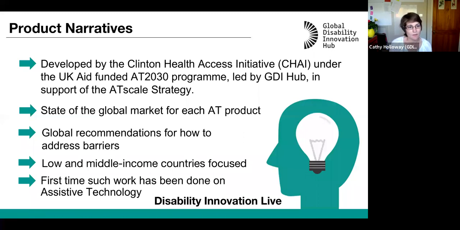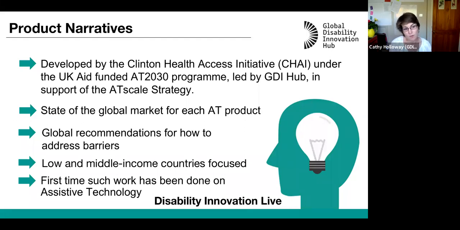So the state of what we do in the product narratives, I think hopefully you'll see this if you have read them. They're great reads. So if you're an assistive technology expert in prosthetics, then maybe some of the prosthetics bit is really obvious to you. But if you've never known anything about prosthetics or eyeglasses, then they're brilliant documents to really understand the state of the global market for each product. They give global recommendations on how to address barriers. They're focused on low and middle income countries, so where there's greatest need.